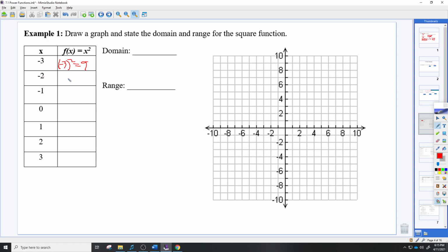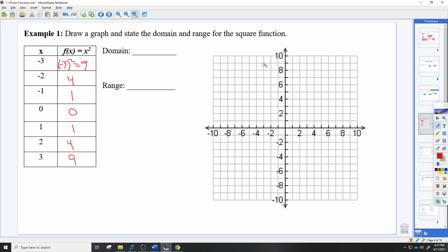Negative 2 squared would be 4. Negative 1 squared is 1. 0 times 0 is 0. 1 squared is 1. And we get the same thing, 4, 9. And then we can plot these points. Again, you should already know what this looks like. We've done this many times before.